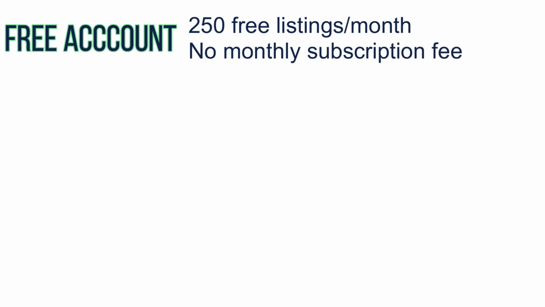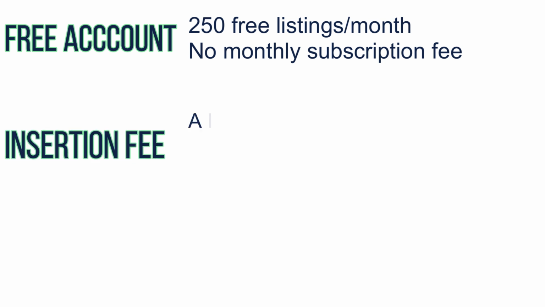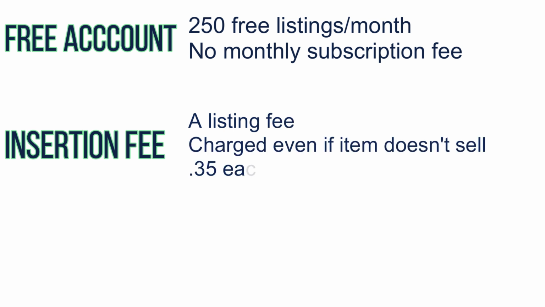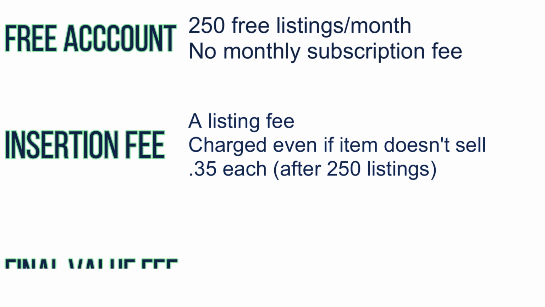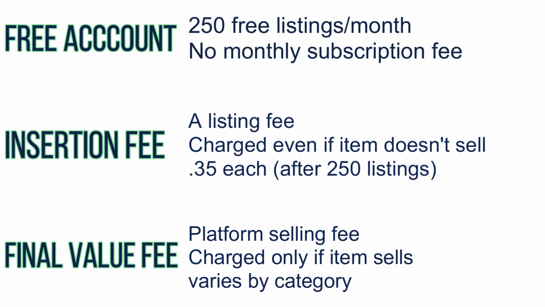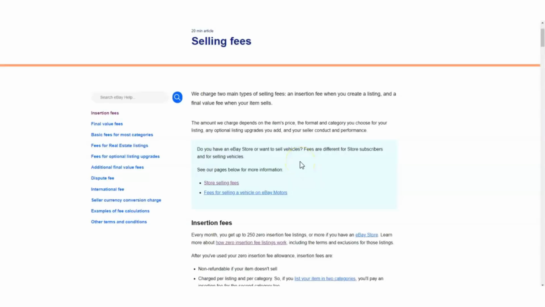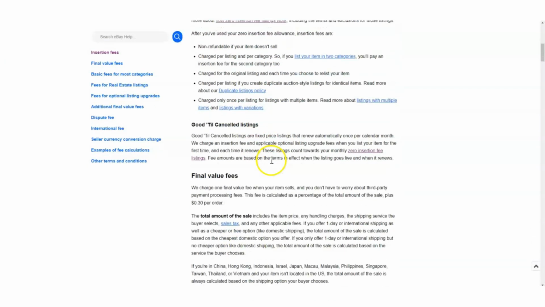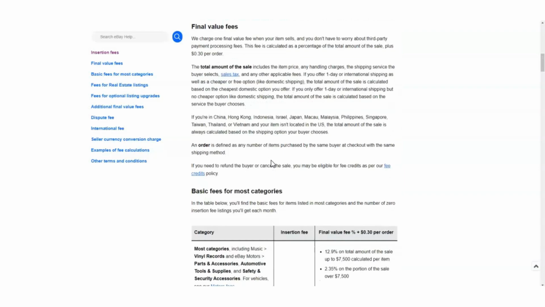meaning you don't have to pay insertion fees on those items. Insertion fees are basically listing fees on eBay. And if you use up those 250 free listings in a single month, then you will have to pay 35 cents for every new listing you do after that. Mind you, that insertion fee of 35 cents is going to be on top of the selling fee that you get charged when an item does sell. And selling fees vary depending on category. I will leave this eBay article linked down in the description if you want to go learn more about how all of the fees are structured on eBay. You can go read this.